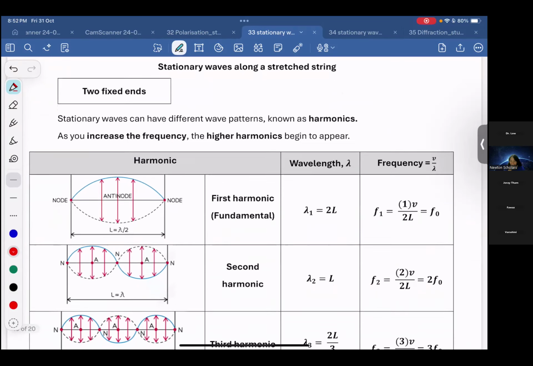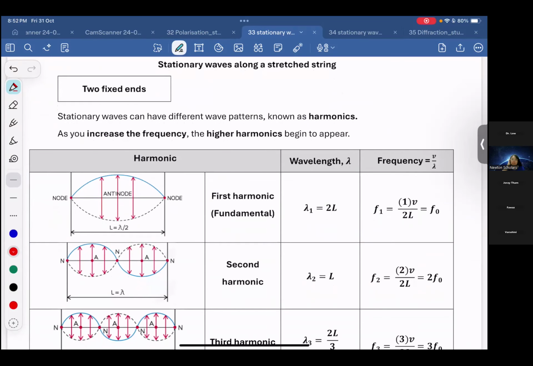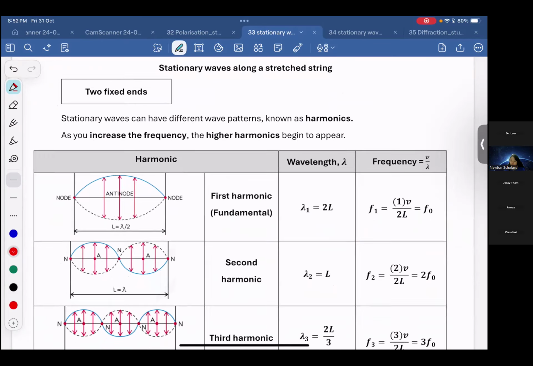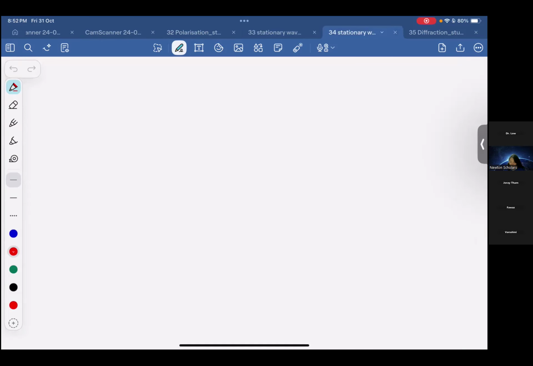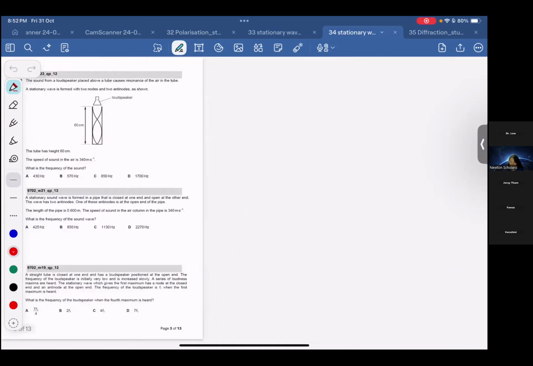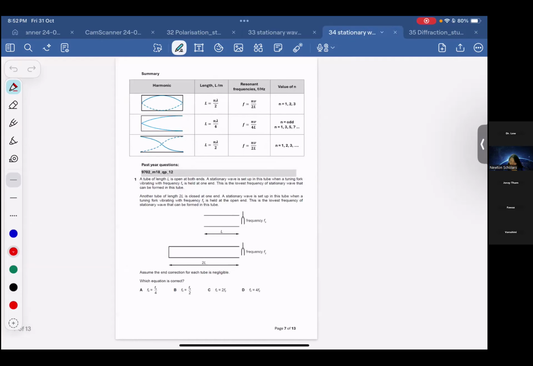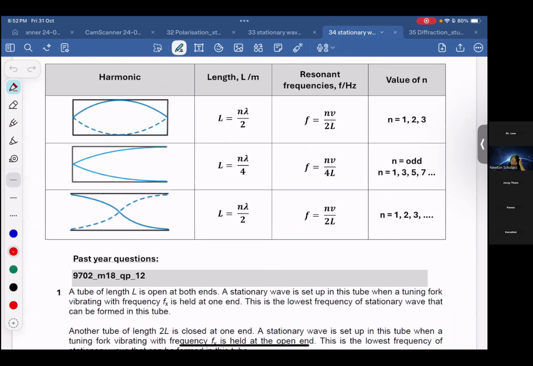Okay, dear. We will have three cases. We have to study about the stationary wave. One is called both ends fixed. One is called one end open, one end fixed. Another one is both ends open. Okay, we got three cases. Let me show you the three cases here.